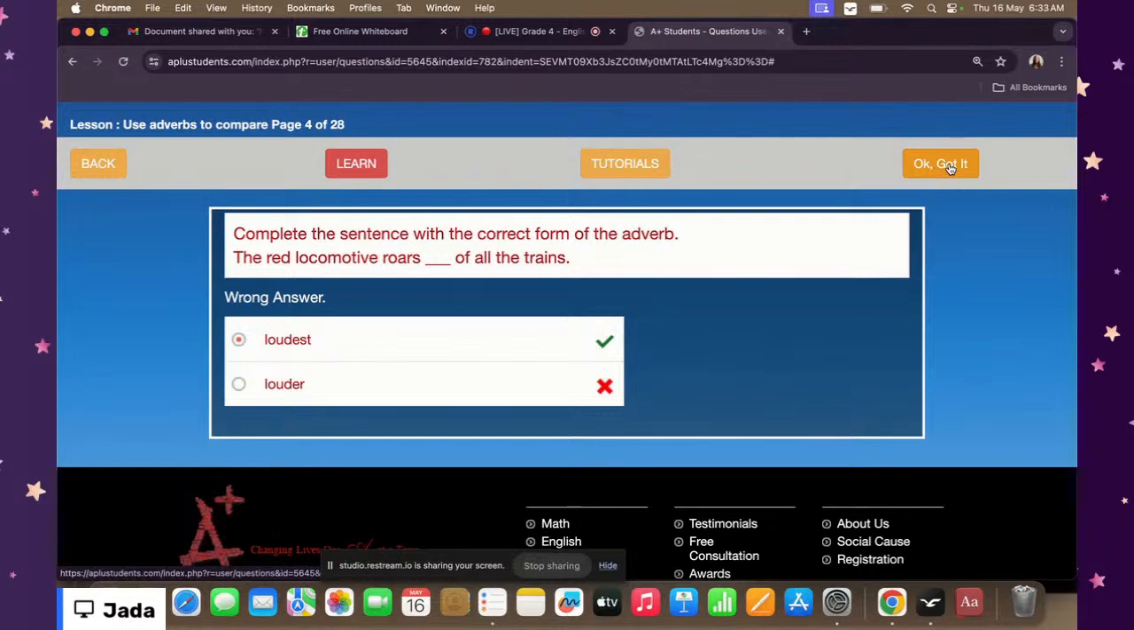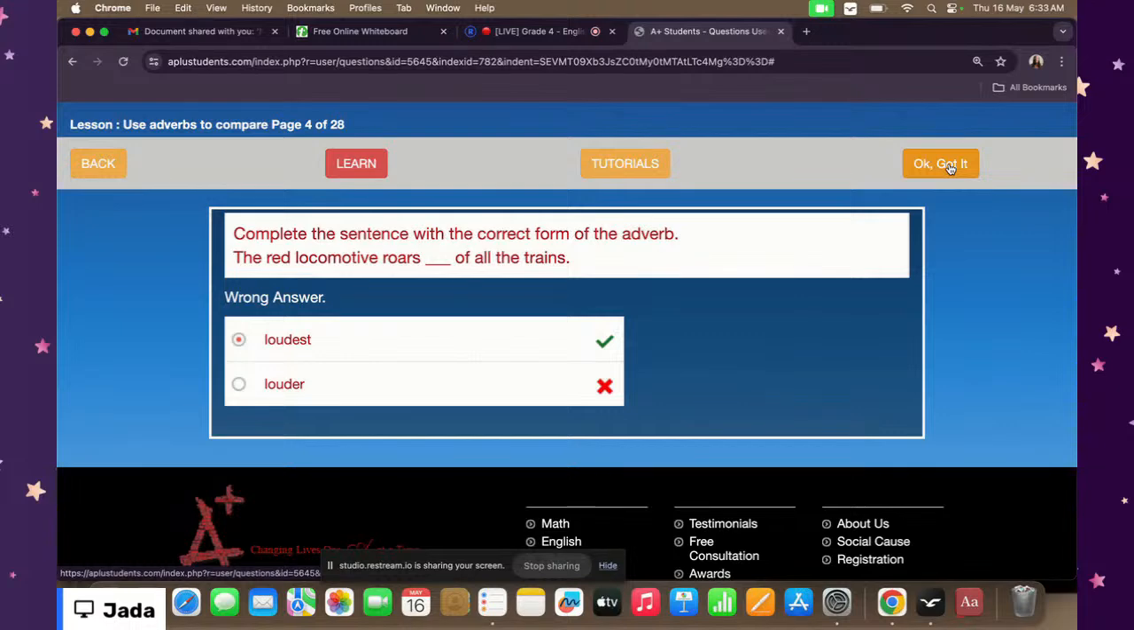Okay. So B Funks told me louder, but we click on louder and you see that louder is wrong. So now you have to look at that sentence carefully. Louder is wrong because it is between more than two. It says the red locomotive, so it is between more than two. It is not only two. You have trains, you have locomotives, so it is between more than two.